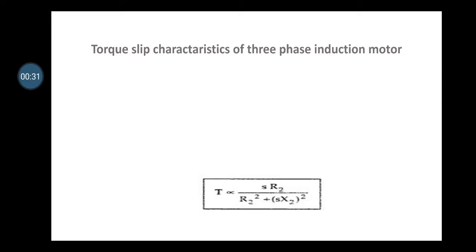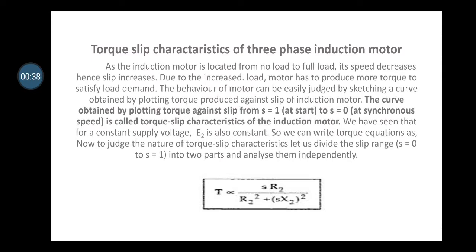Now, as the topic of today's lecture is torque slip characteristics of a three-phase induction motor, the torque slip characteristics is the curve obtained by plotting torque against slip, from S equal to 1, that is at the starting position, to S equal to 0 at the synchronous speed of the induction motor. That curve is known as the torque slip characteristics of an induction motor.